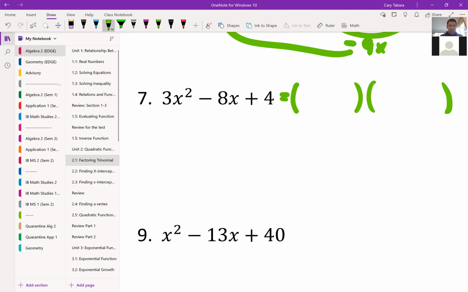So first term is 3x squared. How do you get that? It's gotta be 3x and x. The middle term is coming from the sum. It's coming from the donuts. So we're going to skip that. But we're going to look at the last number 4. What times what gives 4? Well, you've got 1 times 4 and 2 times 2. We're going to try the numbers that are close together first. Okay. So I'm gonna put 2 and 2.